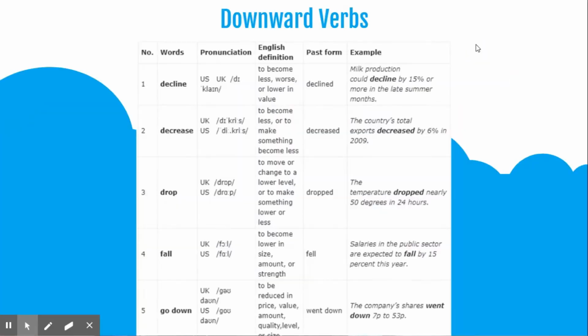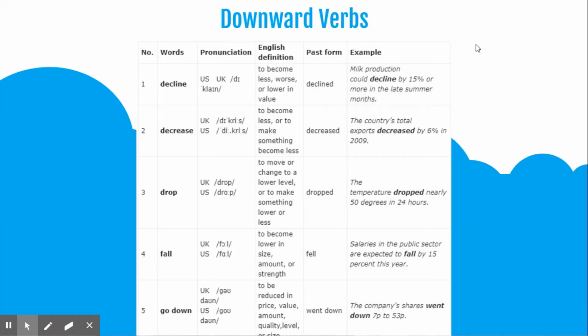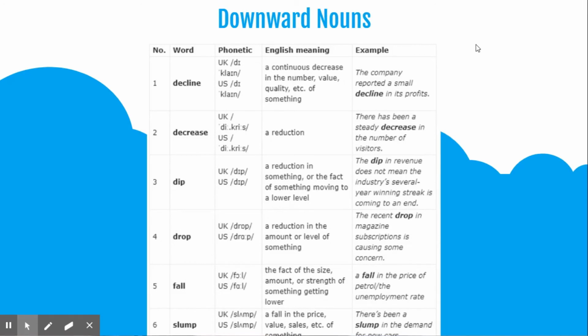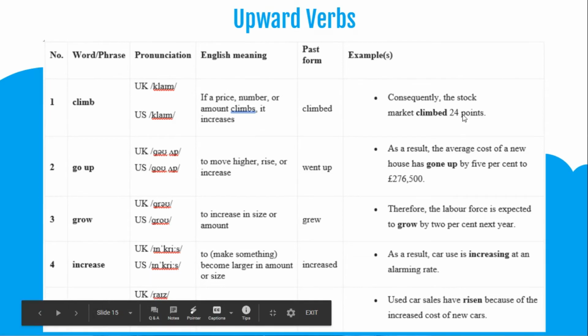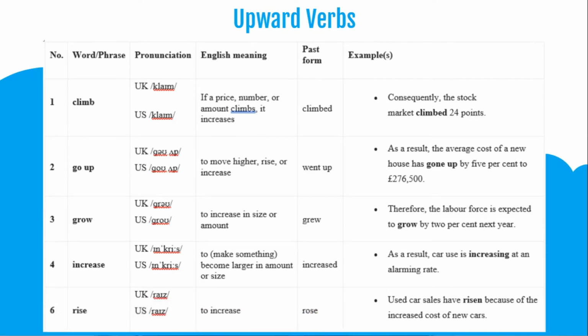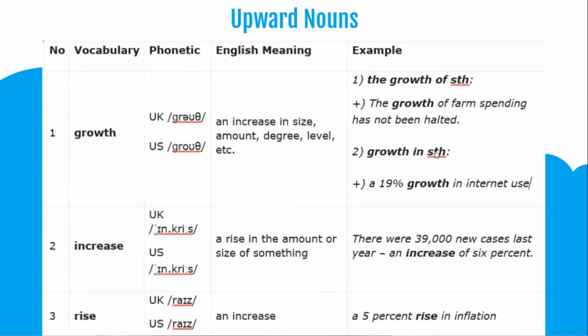So here we go. This is the downward verbs. Okay, so basically in trends you will use verbs or nouns, and these are for downward trends. You can use these verbs. Okay, and for the nouns, you can use these nouns. Next is the upward verbs. These are the most common upward verbs, but there are other upward verbs and nouns as well. So these are the nouns. Okay, I only include 3, but there are a lot more.